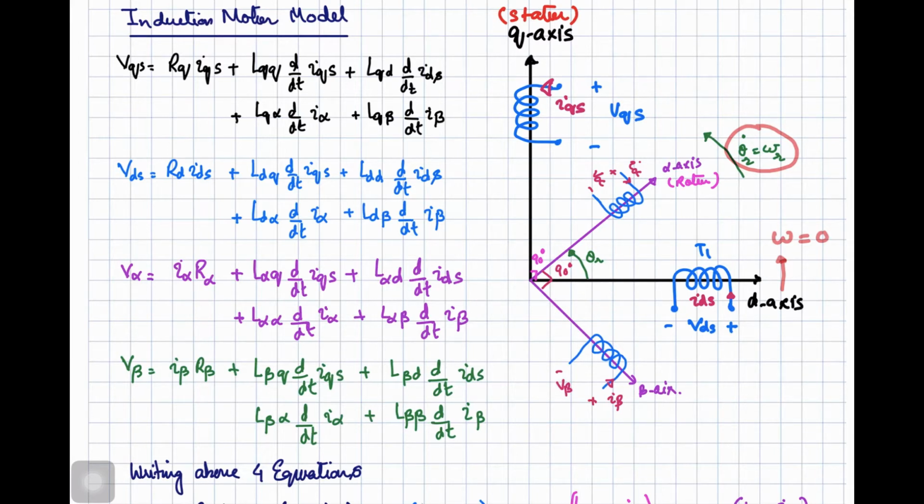And what is theta r? Theta r is basically the angle between the d axis and the alpha axis of your rotor. So the rotor winding is being considered along these two axes. These are the rotor axes. We are going to call them the alpha and the beta axis, and the rotor windings are shown over here.